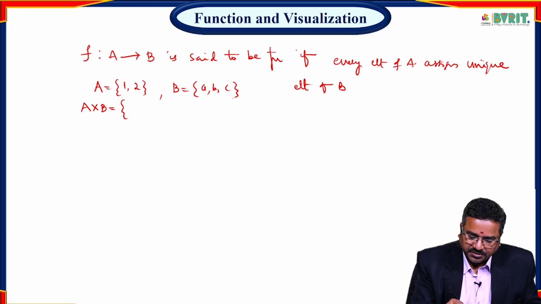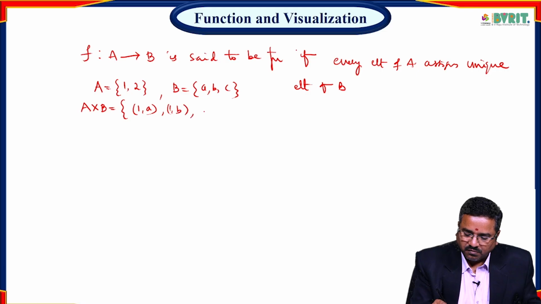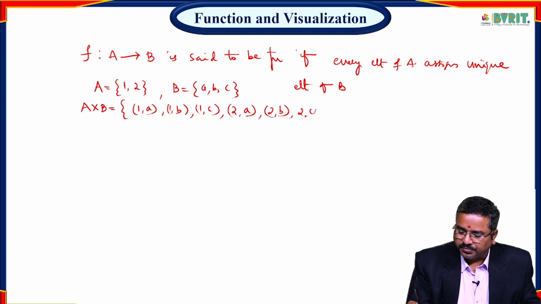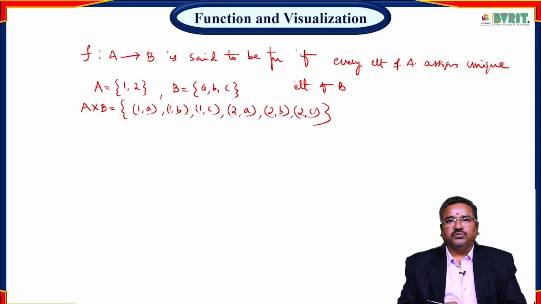So we know the definition. These are 1a, 1b, 1c, 2a, 2b, 2c. So this is A cross B.